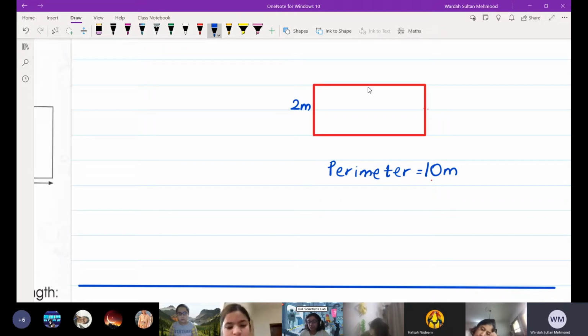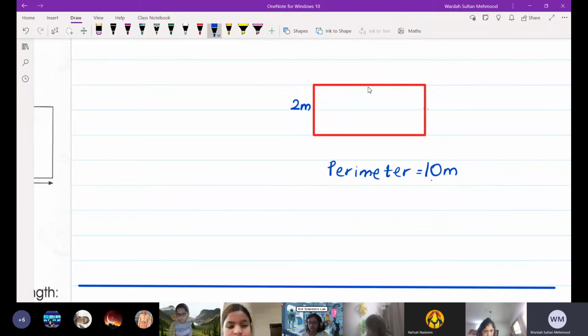You would be having a rectangle. One of the sides would be given, either a breadth or a length. If it's the shorter side, that means it's a breadth. If it's the bigger side, that means it's a length. And the perimeter would be given. So you would have to find the length of the missing side. In this case, the missing side is length or breadth? Length, because breadth is given.